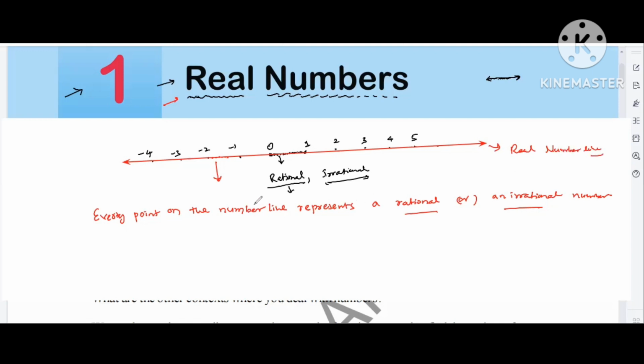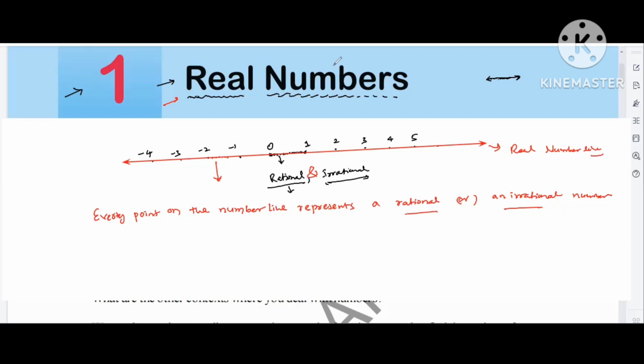Whatever numbers we are discussing here are totally about real numbers. We are not discussing only natural numbers, or only integers. Here we are discussing the whole set of real numbers. The definition: rationals and irrationals together we call real numbers.